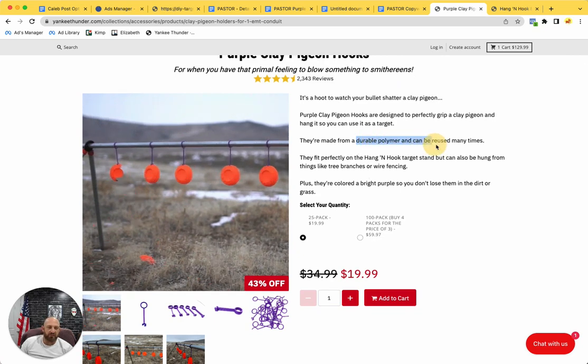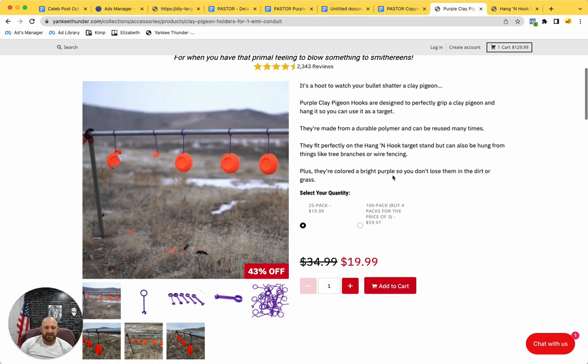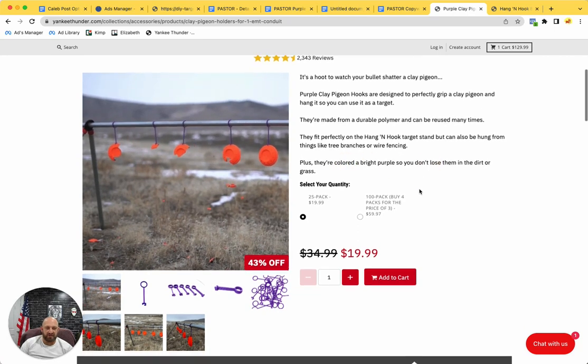They're made from durable polymer that can be reused many times. They fit perfectly on the hang and hook target stand, but can also be hung from things like tree branches or wire fencing. Plus, they're colored bright purple so you don't lose them in the dirt and the grass.